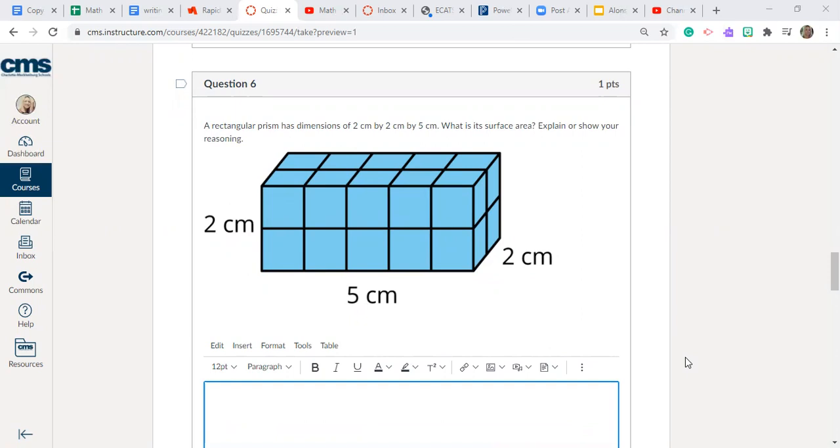Question number 6. A rectangular prism has dimensions of 2 centimeters by 2 centimeters by 5 centimeters. What is its surface area? Explain or show your reasoning. Pause and do the math.